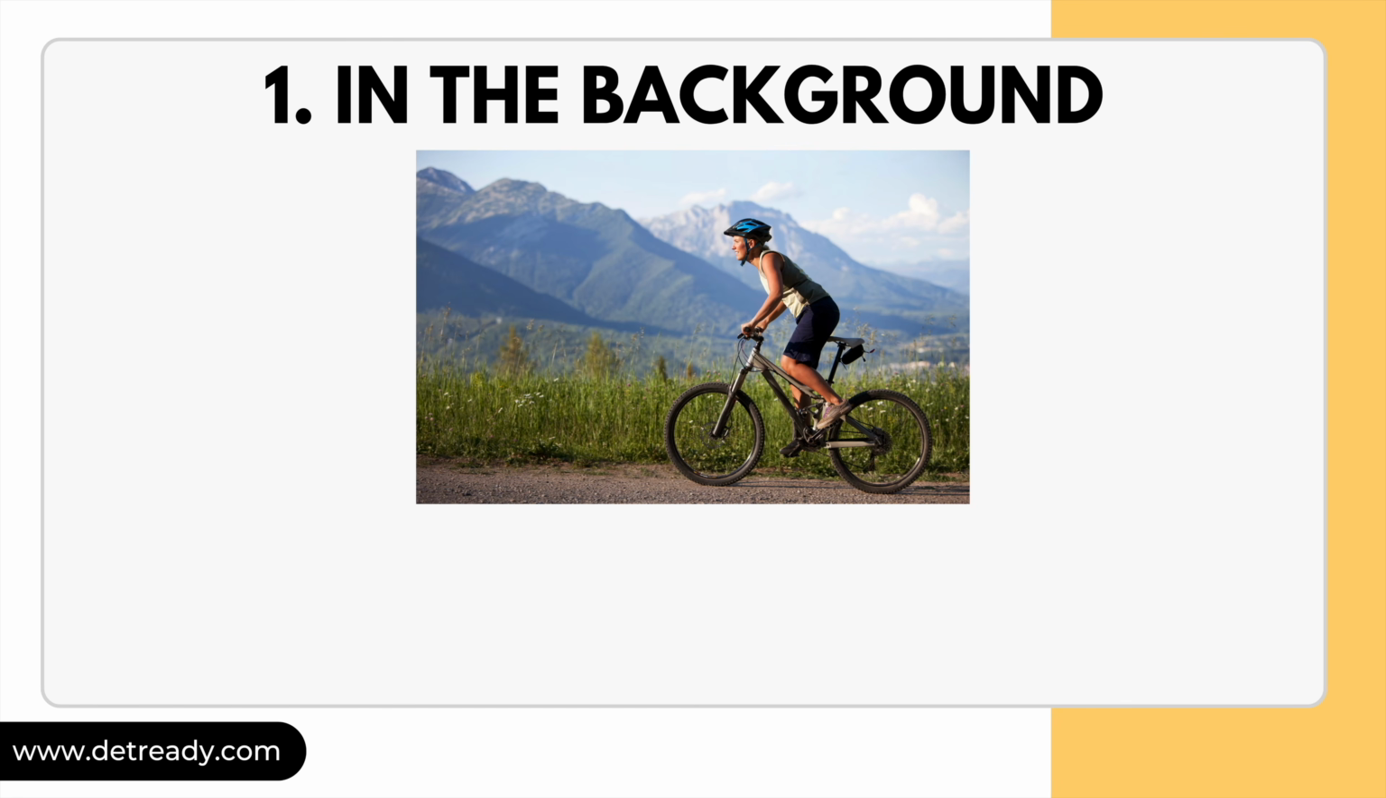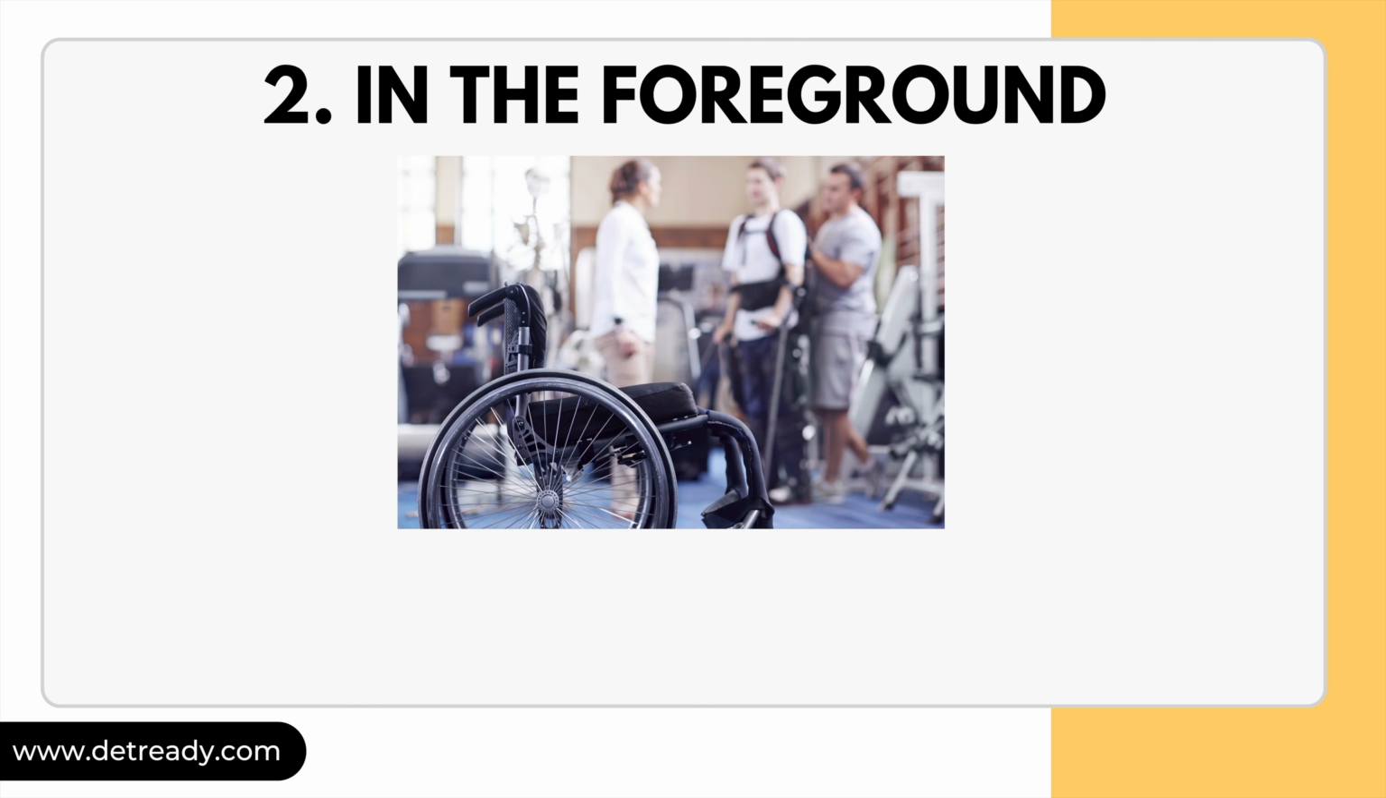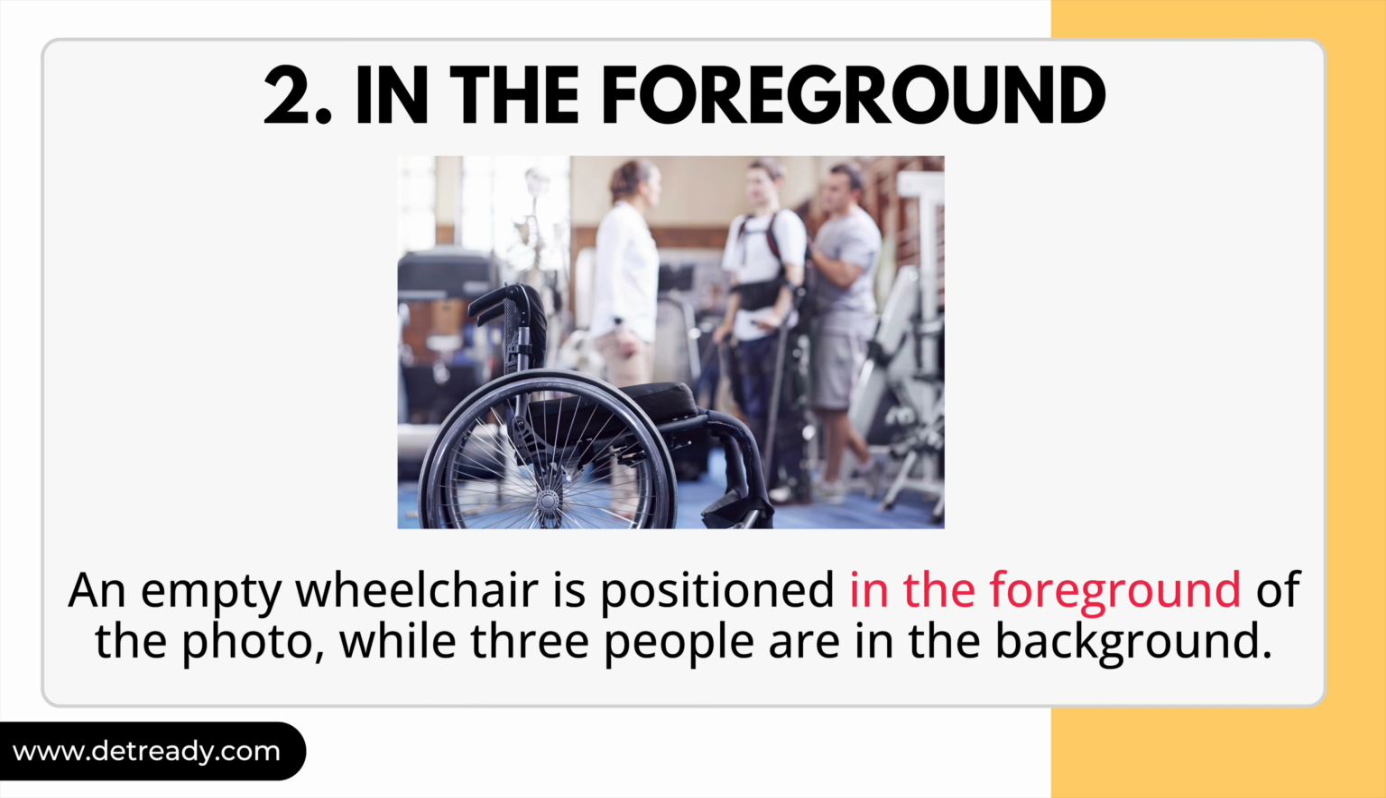The first one is in the background. Use this when describing what's behind the main subject in a photo. This picture shows a cyclist with stunning mountains in the background. And what's the opposite of in the background? Can you guess? Well, it is in the foreground. When you want to highlight what's closest in the photo, say in the foreground, just like in this example. An empty wheelchair is positioned in the foreground of the photo, while 3 people are in the background.